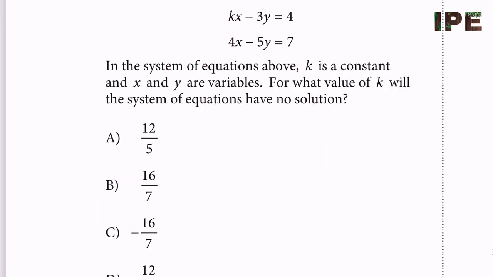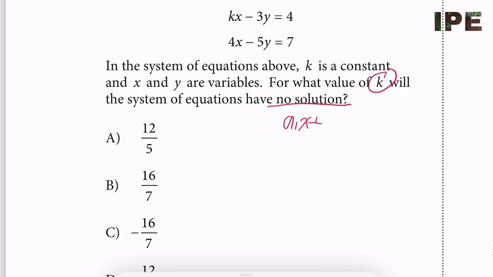kx minus 3y equals 4, 4x minus 5y equals 7. In the system of equations above, k is a constant and x and y are variables. For what value of k will the system of equations have no solution? Okay, we find the value of k to make this system of equations have no solution. Standard form is given. I just explained it.